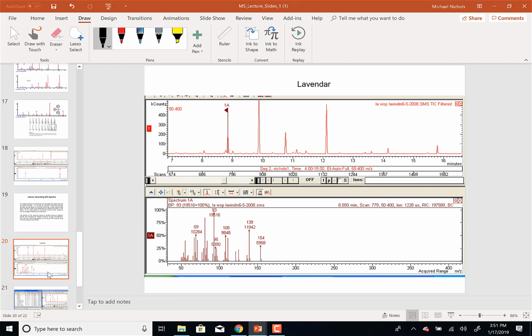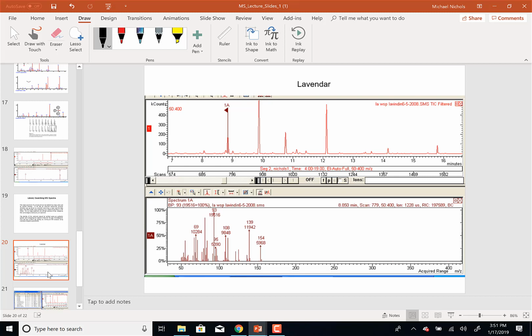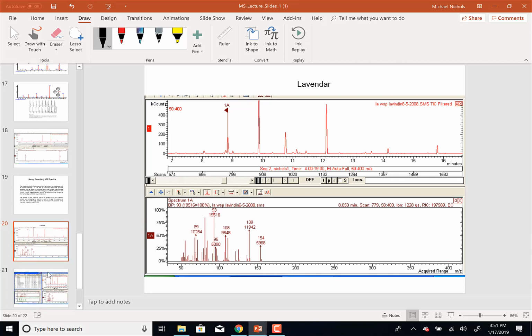Well, let's go back to lavender. This peak. So what's that peak? What is the identity of that peak? I know it weighs 154. So now what I can do, and what most forensic labs will do, is that they say, hey, that's a fingerprint. The intensity of each one of those peaks can be digitized and make a fingerprint out of it. Not a literal fingerprint, but it's a pattern.